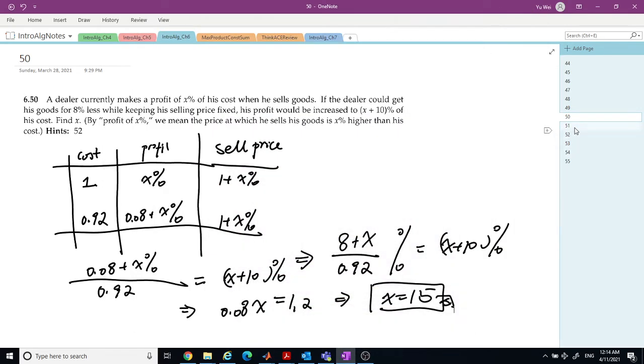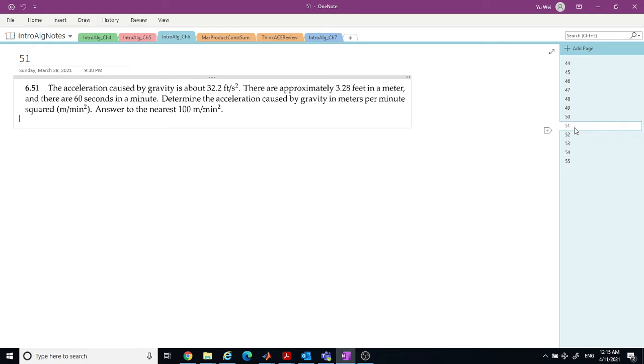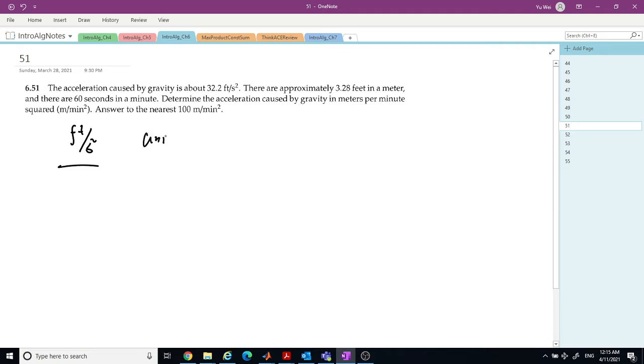Okay, let's continue on the second section. The first is 6.51. That's the acceleration in feet per second squared. Then there are approximately 3.28 feet per meter and 60 seconds per minute. So, okay, this is the unit conversion.